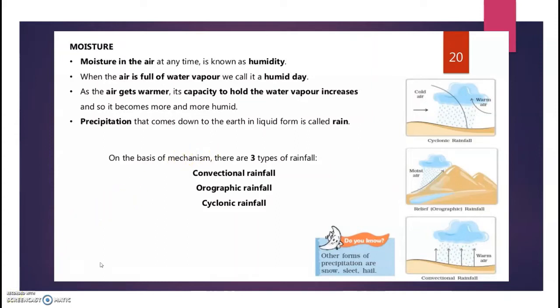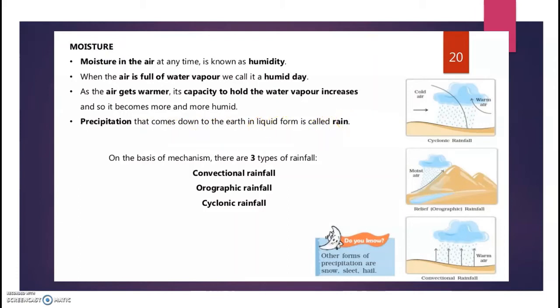Then, when the water vapor rises, it starts cooling. The water vapor condenses, causing formation of droplets of water. Clouds are just masses of such water droplets. When these droplets of water become too heavy to float in the air, then they come down as precipitation. Precipitation that comes down to the earth in a liquid form is called rain.